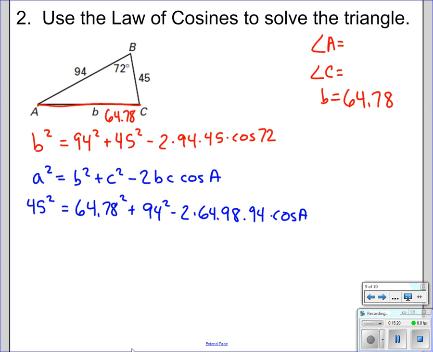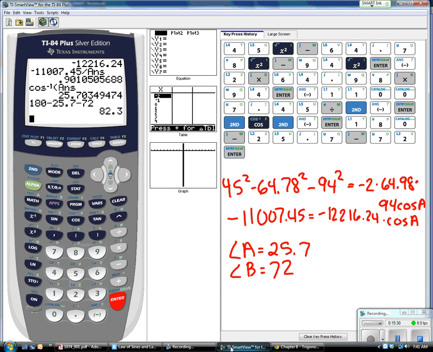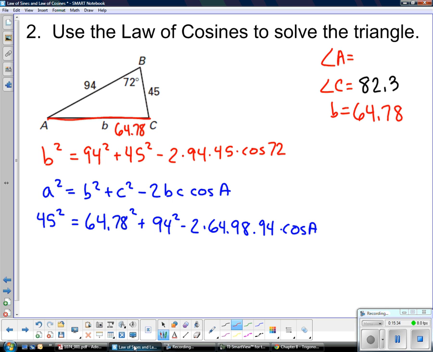So we had 82.3, and then for the other angle, we had 25.7.